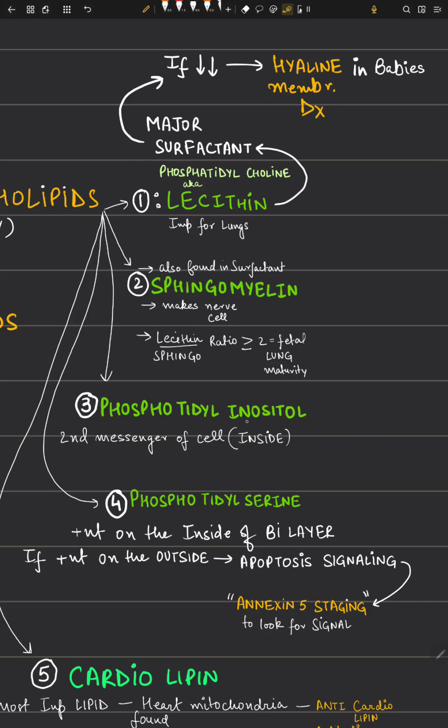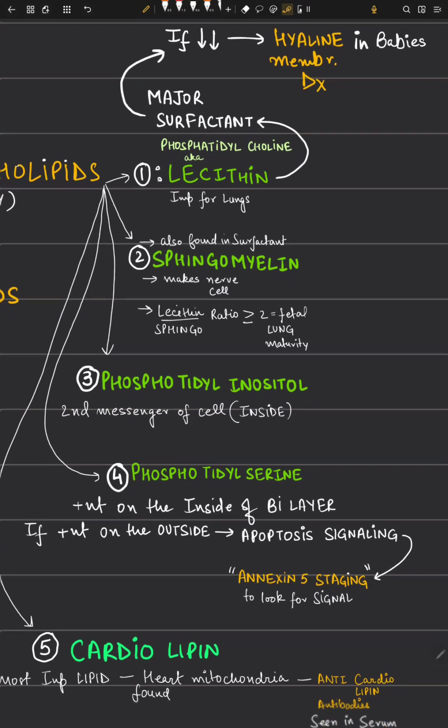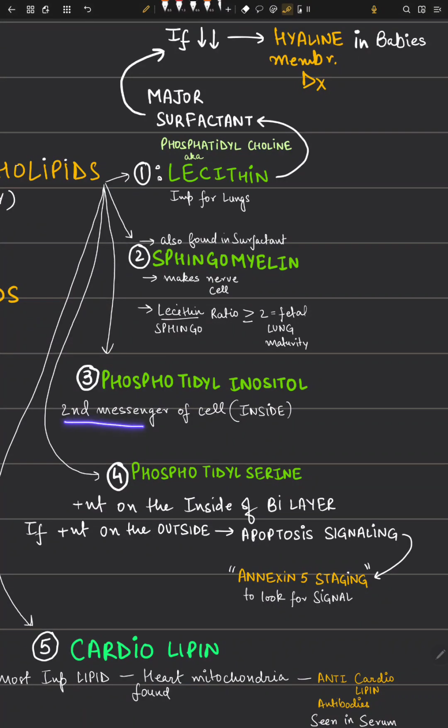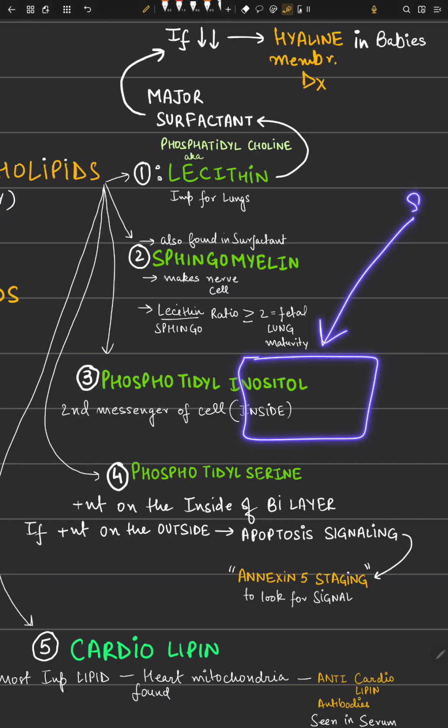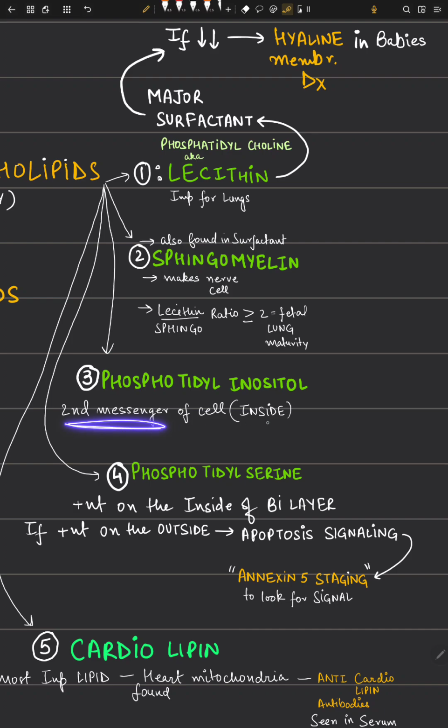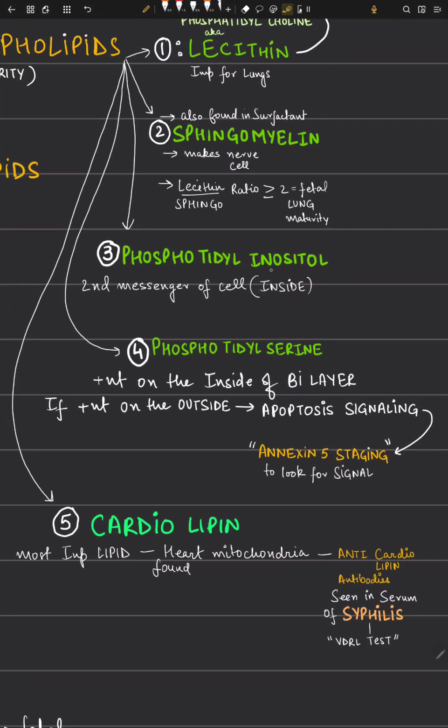Let's talk about phosphatidylinositol. It's very common. It's a second messenger of the cell. What is a second messenger? The first message comes from the stimulus, and the second message goes from the boundary of the cell, the cell membrane, to the DNA, the nucleus. So that's the second messenger inside the cell.